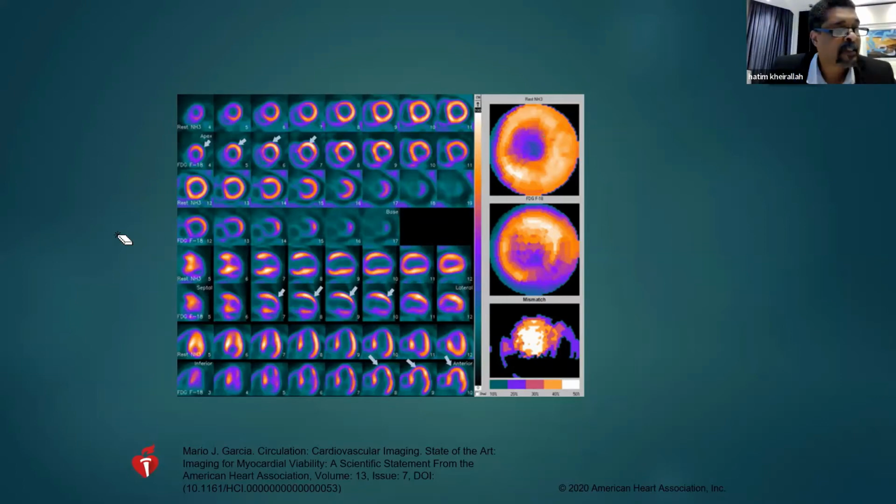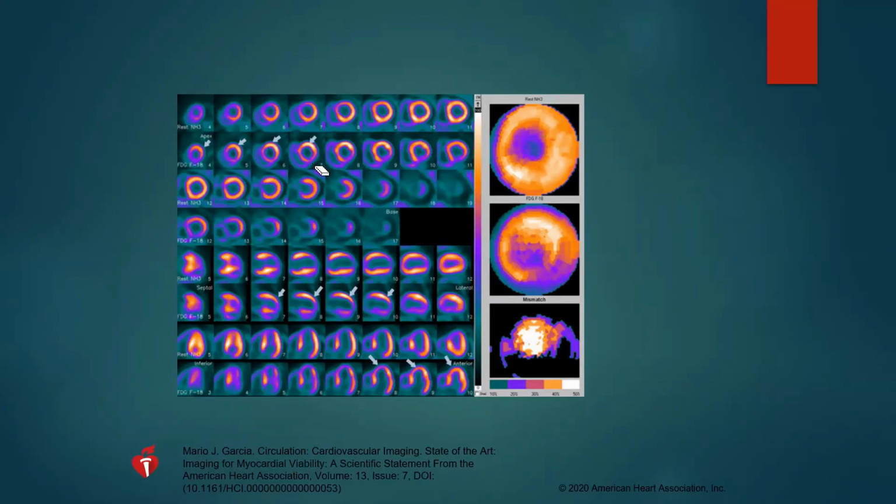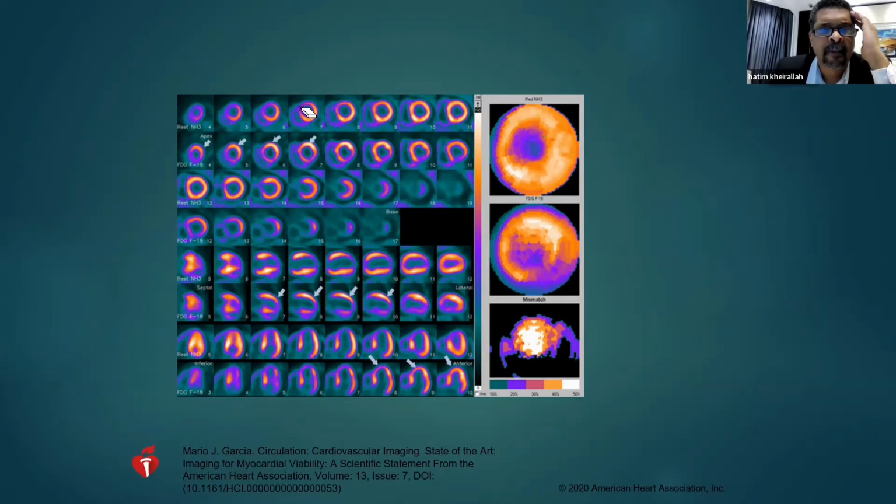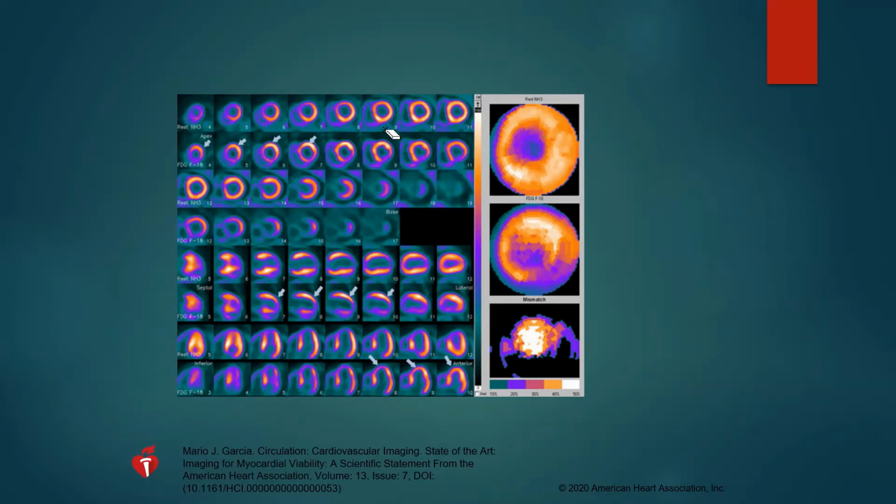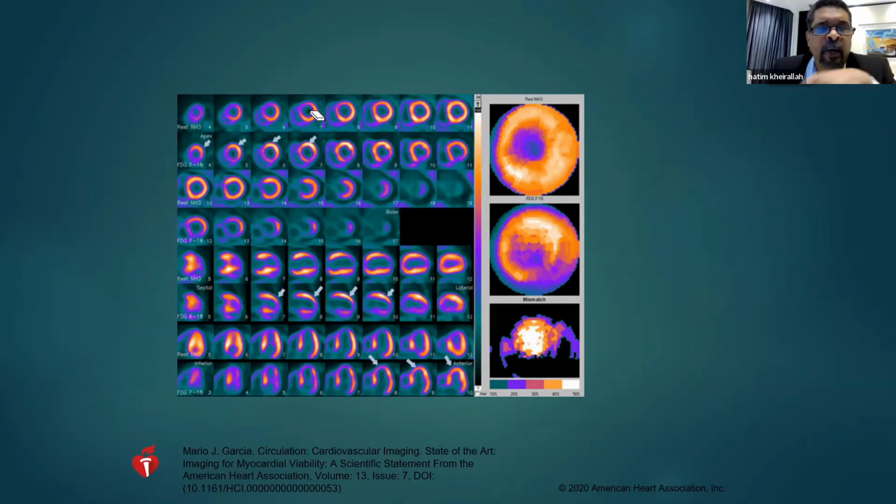Okay, so it is an MPI, right? So it's a SPECT study. Yes. So what do we see here in this SPECT study? There is reversible ischemia in the inferolateral wall. Sorry, I'm so sorry. This is not SPECT, this is PET, okay? And this is perfusion, and this is metabolic. As you see here, they are using ammonia for the perfusion scan, and they are using glucose for the metabolic scan. So what are they testing here?